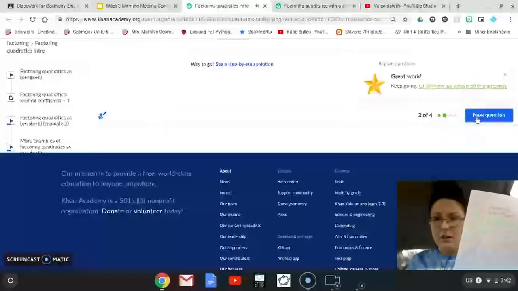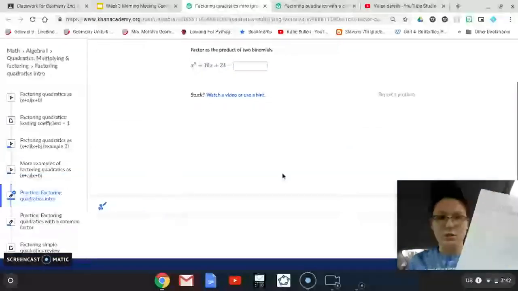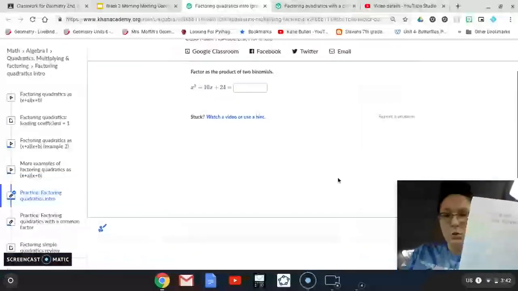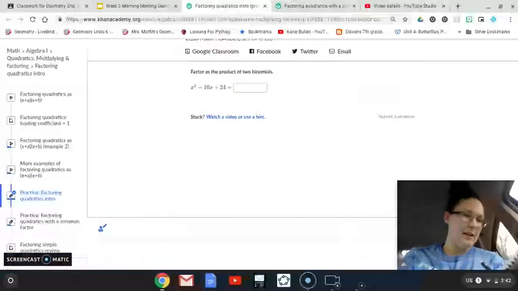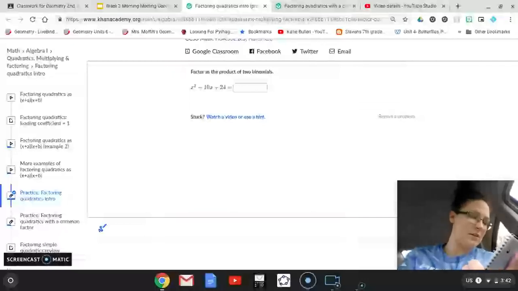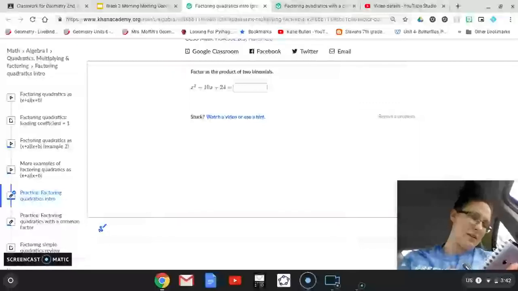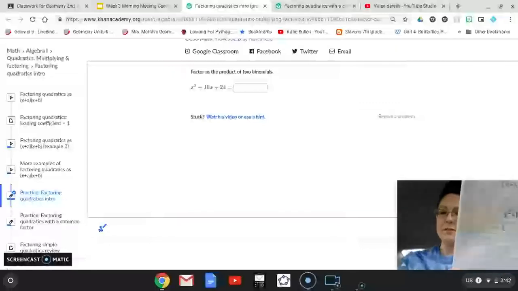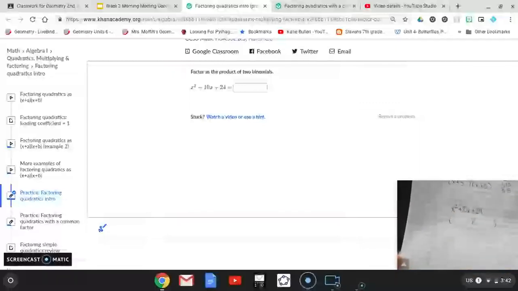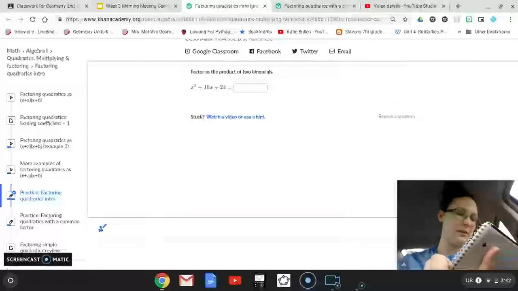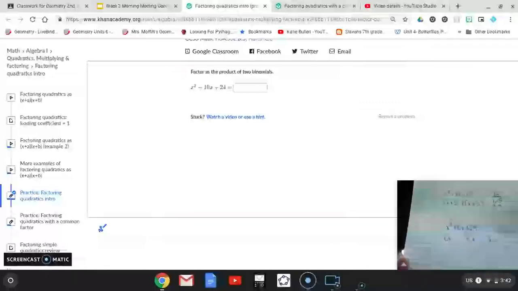Okay. All right, we're going to do one more factoring one. Okay, so this one has x squared plus 10x plus 24. All right, so again, there's no leading coefficient there. I would not use the box on this one. I'm going to set up my parentheses. That first term is x squared, so I know I need to have x times x.